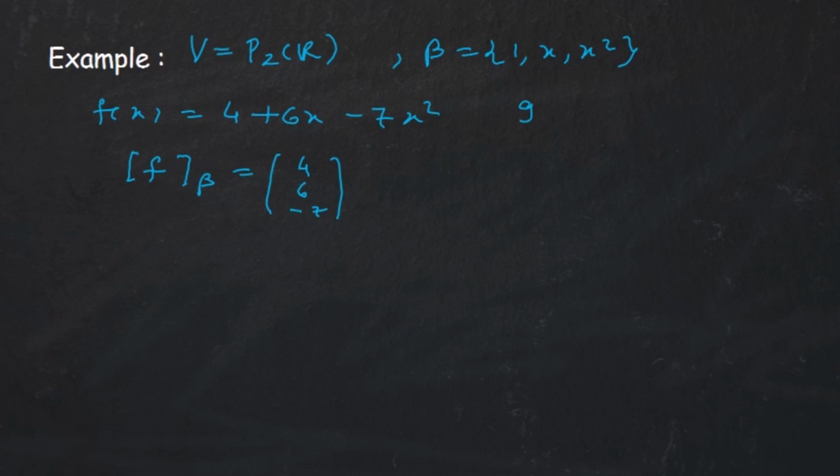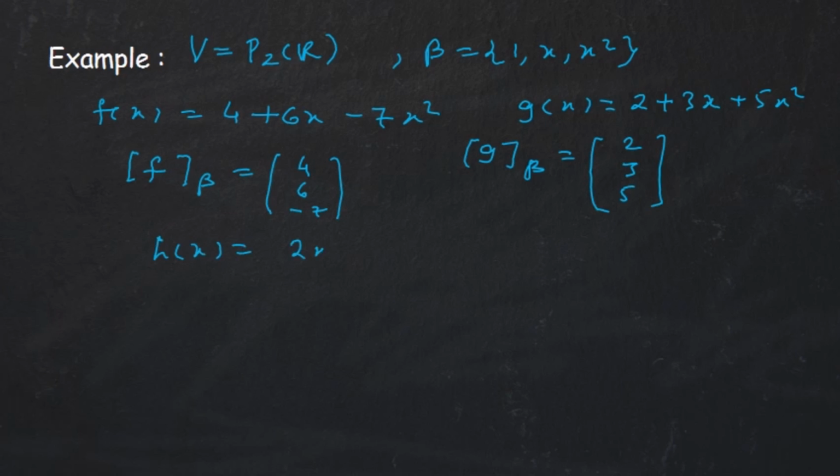Similarly, if we consider the polynomial g(x) as 2 plus 3x plus 5x squared, then the coordinate vector of g with respect to beta is given by 2, 3 and 5. And for h(x) equal to 2x, the coordinate vector of h with respect to beta is 0, 2, 0.